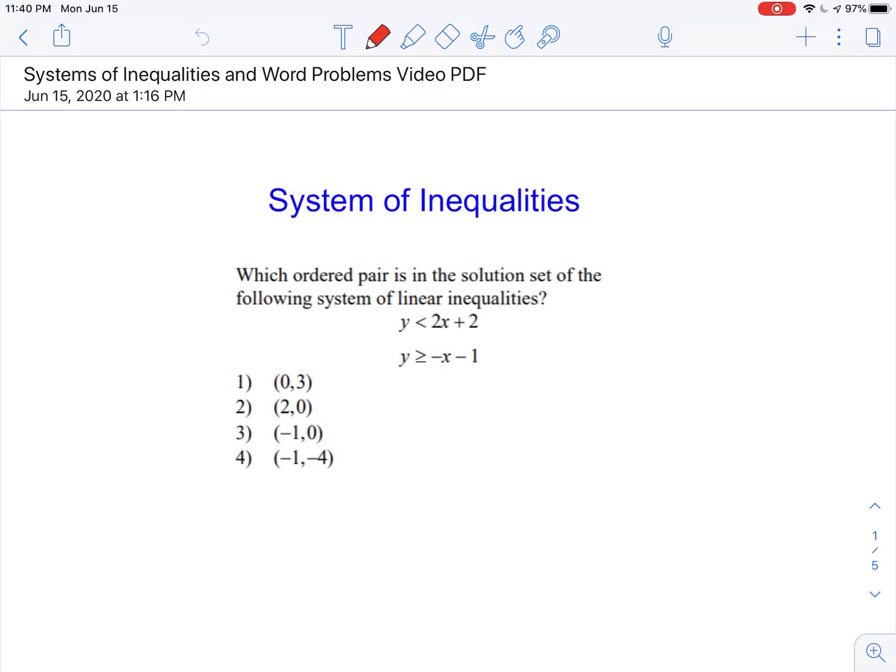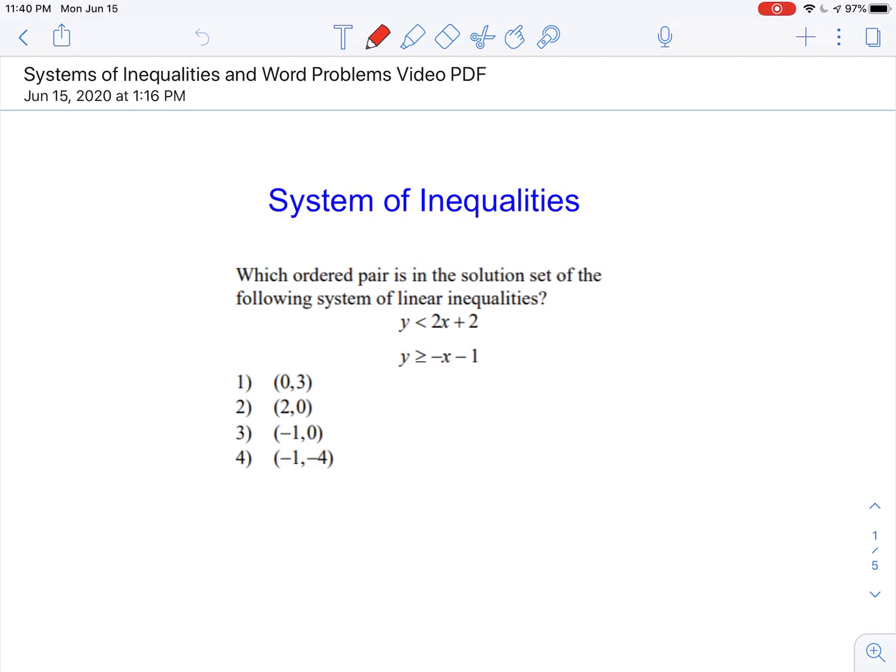Hey guys, today we're going to be reviewing systems of inequalities and word problems that go along with that. So let's just review real quick what a system of inequalities is. Well, basically, it is when two inequalities are working together to find a common solution.